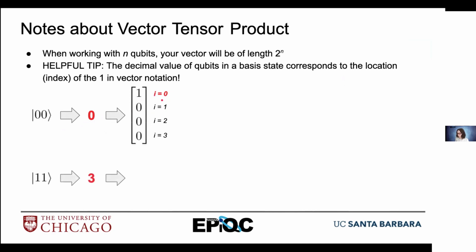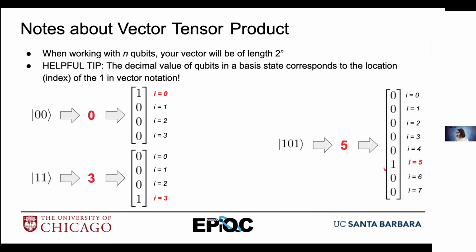That corresponds to a decimal value of 3. Our 1 corresponds to the 3 index, and when we're indexing, we start with 0 first. I know sometimes there's a decision of whether you start indexing at 0 or 1, but here we are starting indexing at 0. A little bit larger example: if we have 1, 0, 1, that is equal to 5 in decimal, and your 1 will go into the 5 position, so 0, 1, 2, 3, 4, 5, in your corresponding vector notation. So that's just a helpful tip that you can use to expand out your vector representation for your qubits.